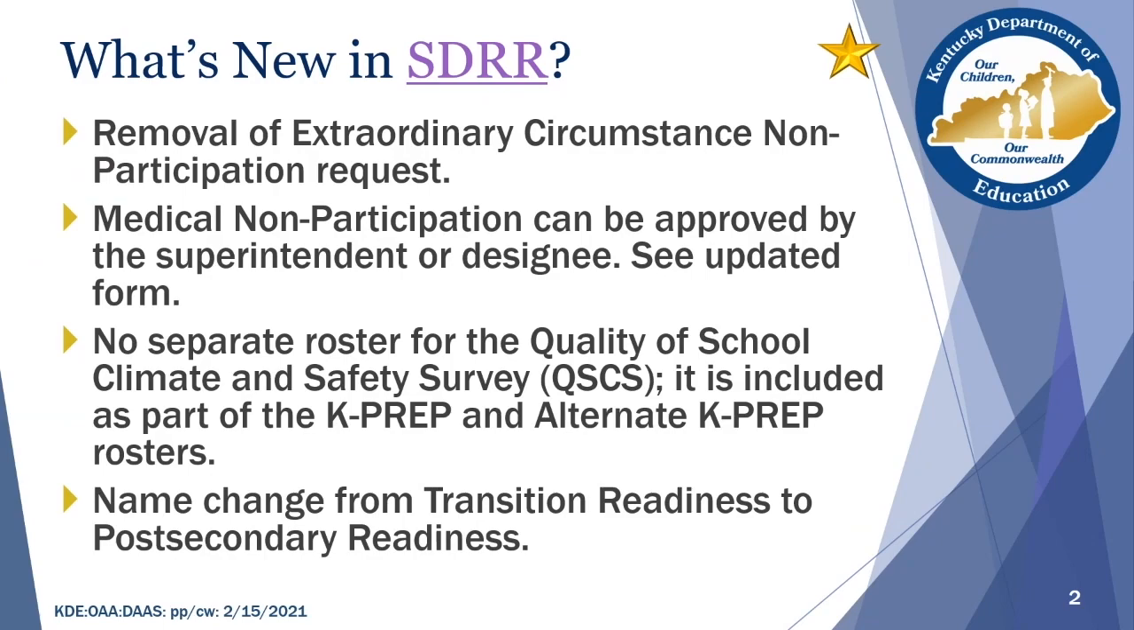Once upon a time, there was a separate roster for the Quality of School Climate and Safety Survey. Not anymore. If a student participates in the K-Prep or alternate K-Prep, it is assumed that the student will take the survey, just like they take the other content area test. That gives us one last roster to track this year. The last entry on our change list is a name change, from transition readiness to post-secondary readiness.